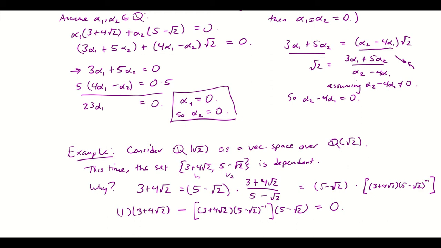Anyway, this is a non-trivial linear combination. The scalars do belong to Q adjoin root 2. That's why I couldn't do this last time, as last time my scalars had to come from the rationals. This time they come from Q adjoin root 2. But this is a non-trivial linear combination that's equal to 0, and therefore this set is dependent. So that's why thinking about the base field, or the field of scalars, is important.